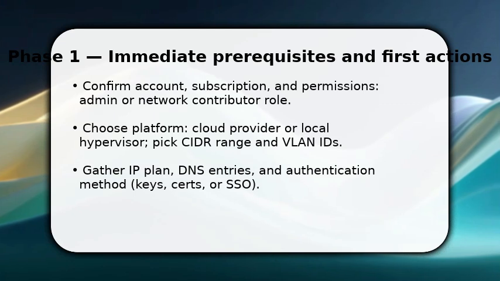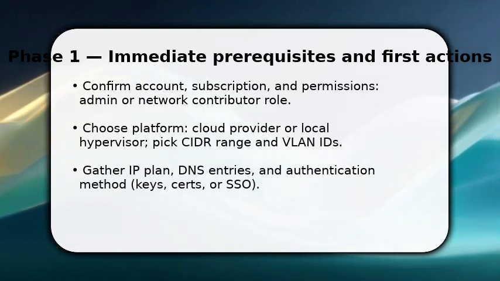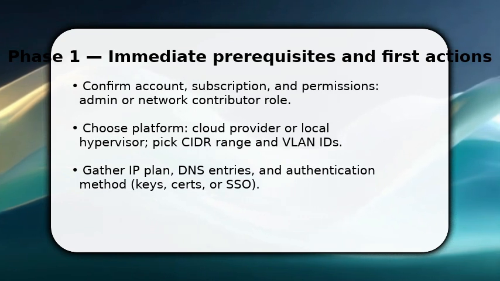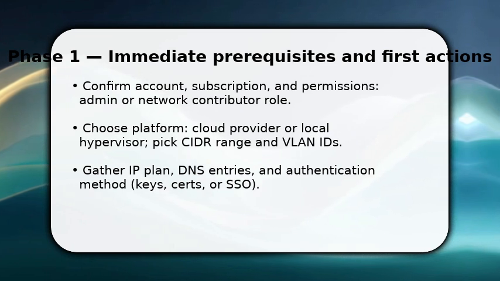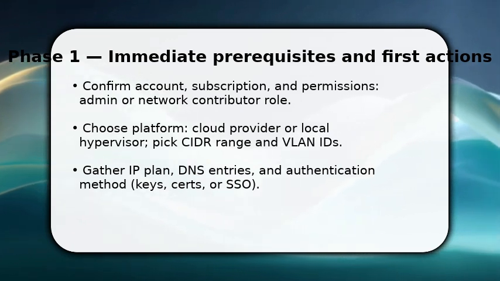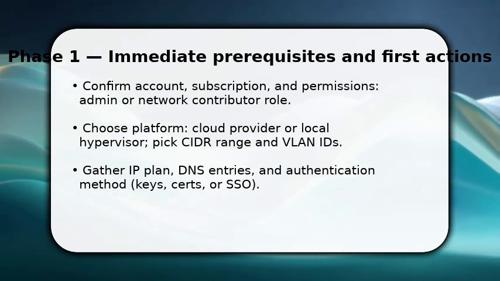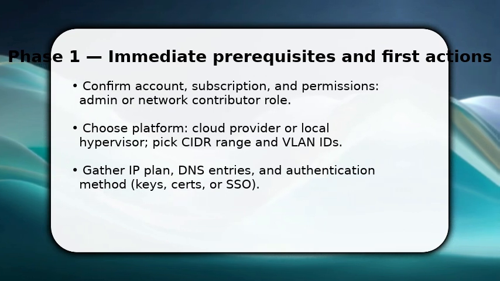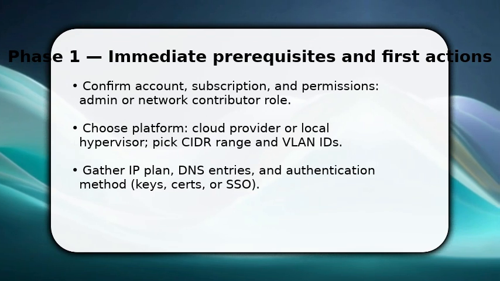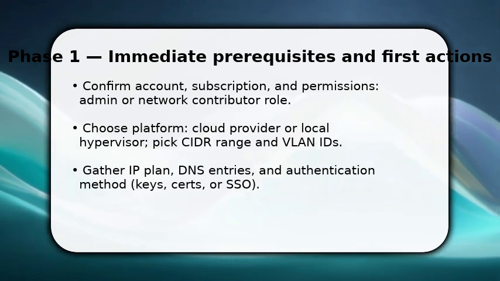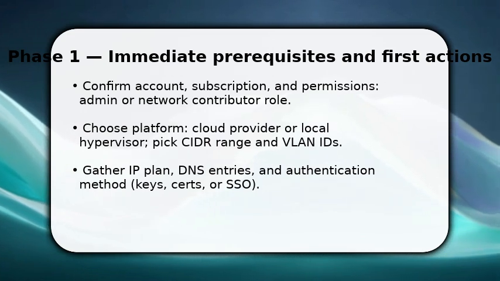You start by verifying permissions and picking a platform. You need admin or network contributor access so changes stick. Once done, choose whether this will live in a cloud provider or on a local hypervisor, because that decision shapes available features. Make a clear IP addressing plan and reserve a CIDR block now, as it prevents future overlap. Also decide on DNS and authentication, keys, certificates, or SSO, so you can create consistent access controls during provisioning.